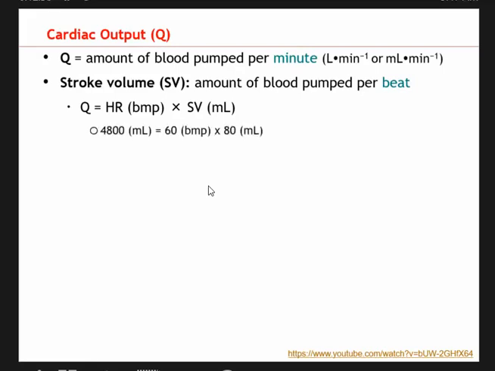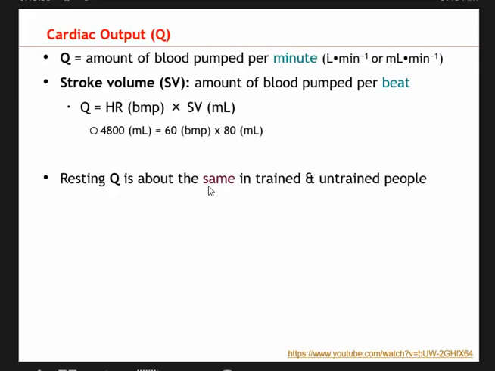So here's our example. We have, let's say, average heart rate is about 60 beats per minute. And then we have stroke volume, we're going to look at a male, is about 80 milliliters. So when we multiply those together, we get 4,800 milliliters. But like I said, cardiac output's usually measured in liters, so we would have 4.8 liters would be the cardiac output. So that's going to be about average, but that's going to be kind of closer to an average for a trained person. And we'll kind of get into that on these next few bullet points.